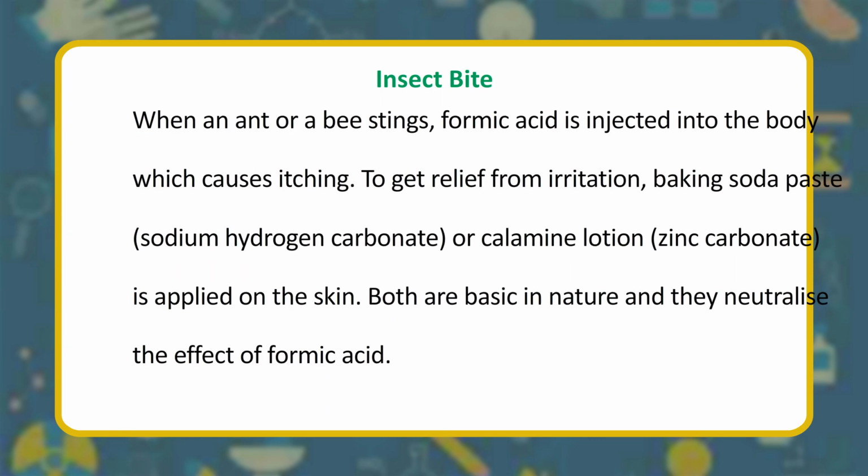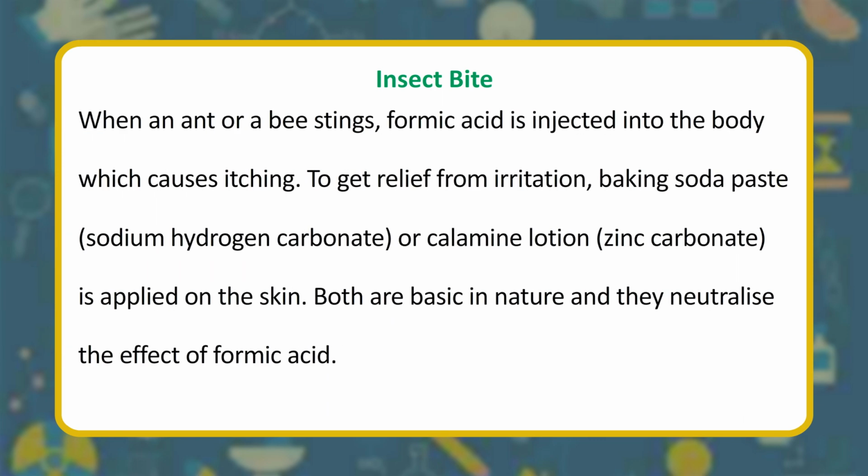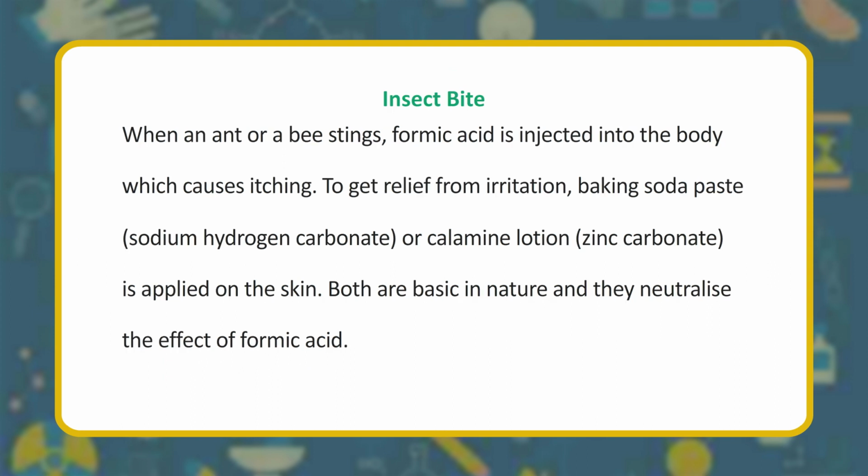Insect bite. When an ant or a bee stings, formic acid is injected into the body which causes itching. To get relief from irritation, baking soda paste, sodium hydrogen carbonate, or calamine lotion, zinc carbonate, is applied on the skin. Both are basic in nature and they neutralize the effect of formic acid.